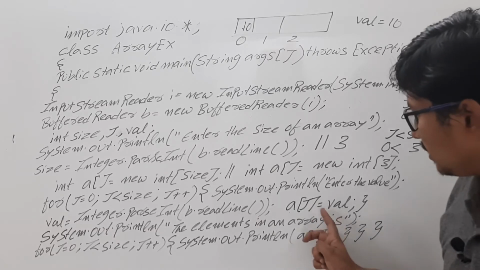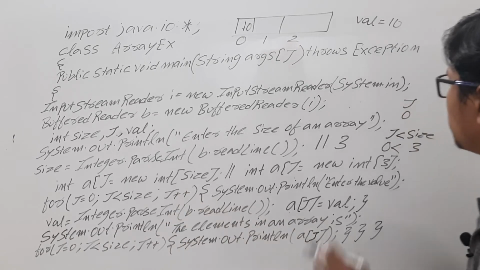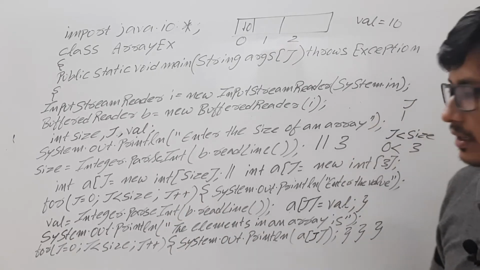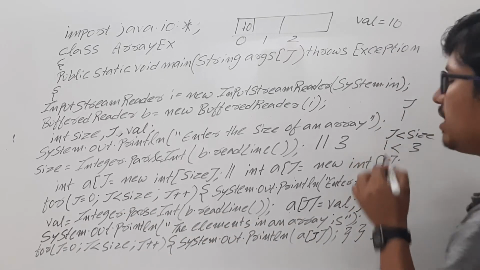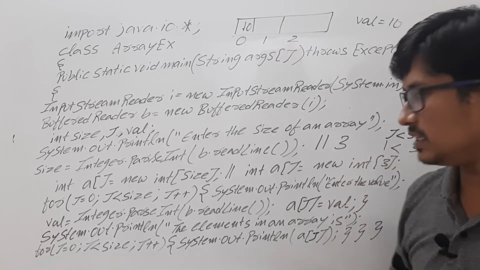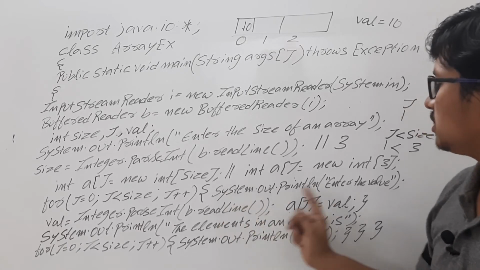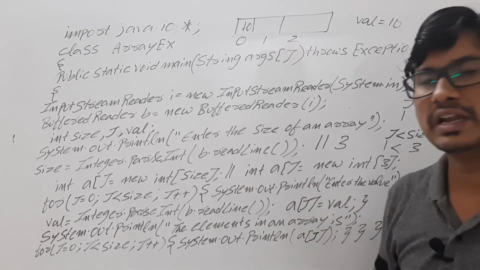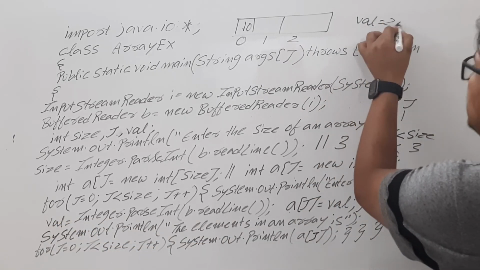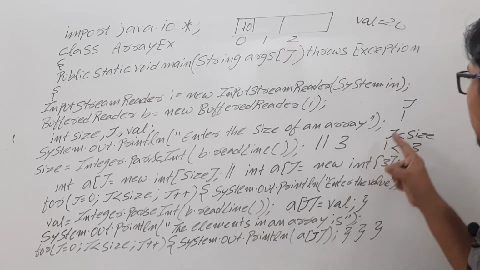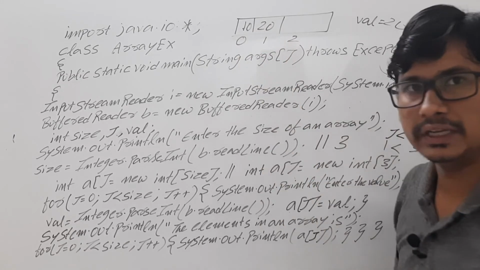Is it clear? Then once these statements are executed, j value will be incremented by 1 because you have written j++. So j value will be updated to 1. Again you will verify the condition j less than size. What is the j value? j value is 1. 1 is less than 3. Yes, the condition is true. As the condition is true, again the statements will be executed once more. System.out.println enter the value. User has entered the value 20. That 20 will be stored in the variable called val. Then you are writing a[j]. a[j] means a[1]. At index 1, you are storing that value. So 20 will be stored here.